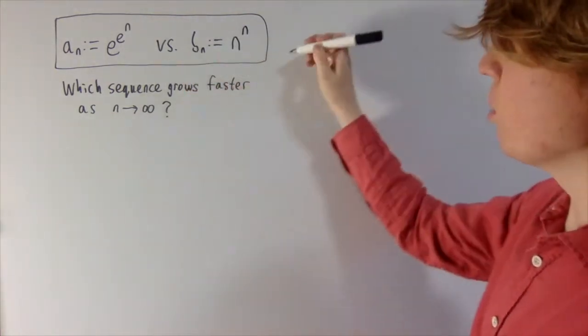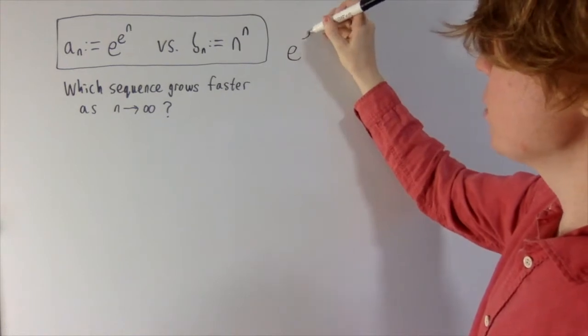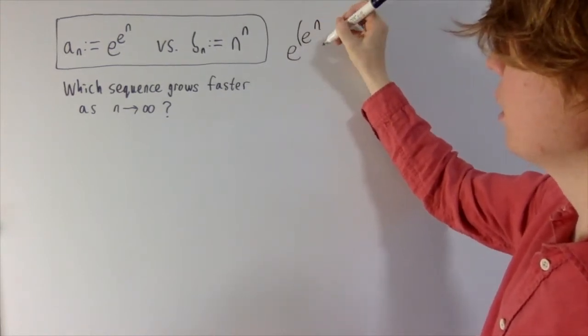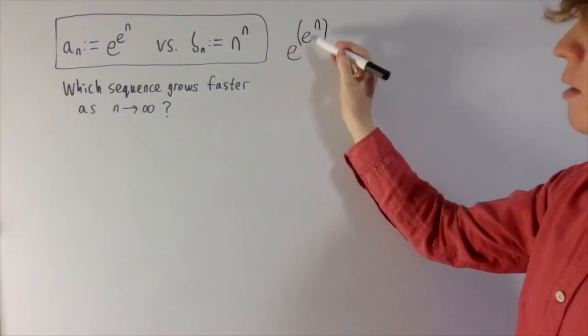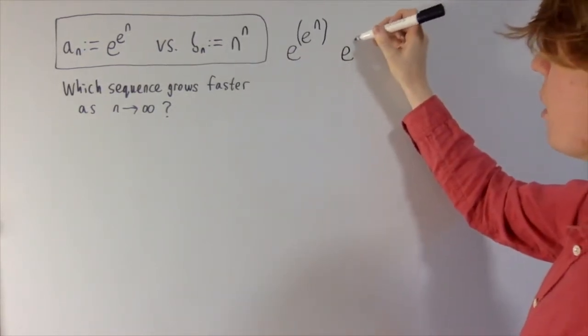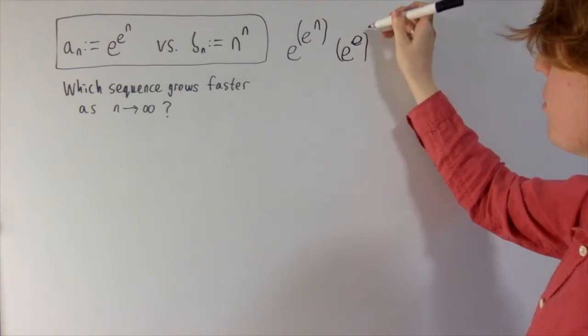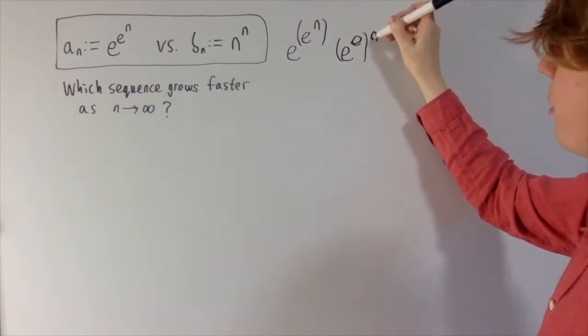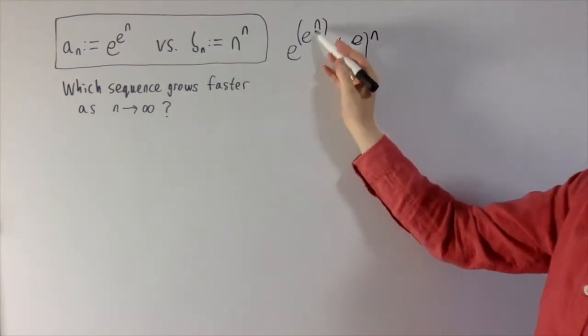So just to start with, e to the power of e to the power of n, so it's really clear. This means e to the power of n, and then you raise e to the power of that. So this isn't the same thing as (e to the power of e) to the power of n. So this is what the notation means.